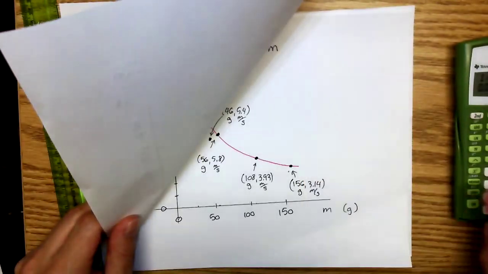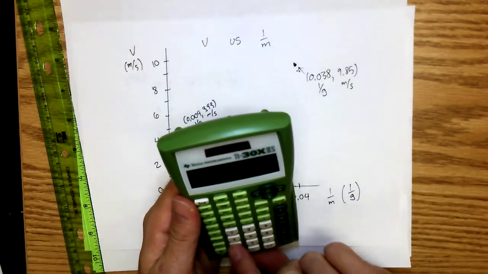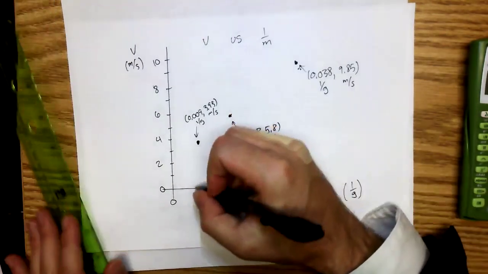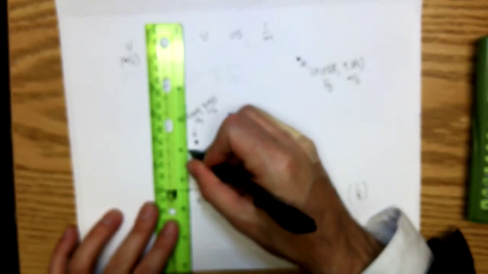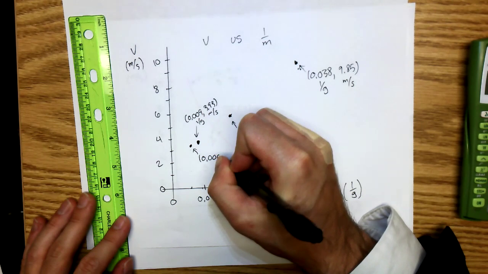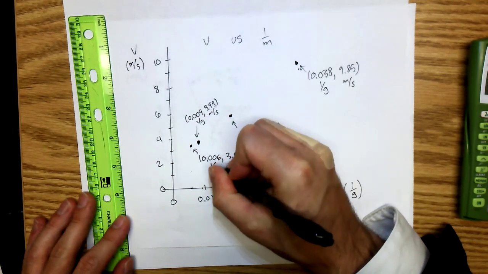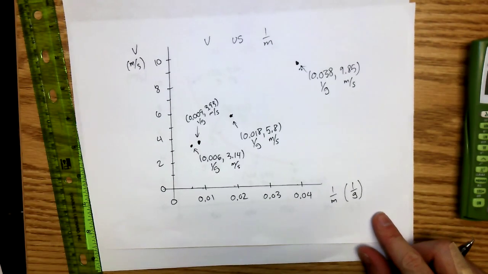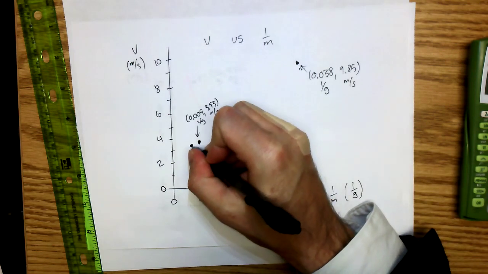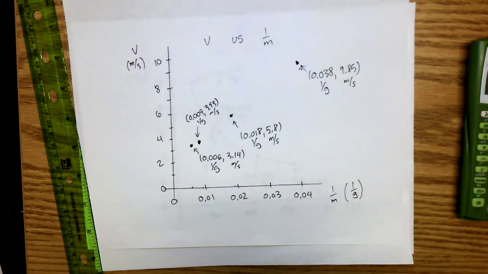And this one right here, what's 1 over 156? That's 0.006 and 3.14. 0.006, 3.14. 1 over grams, meters per second. You guys got those 4 points on your paper also? Everybody's got that. All those points.